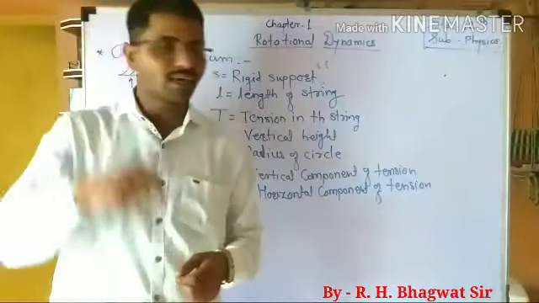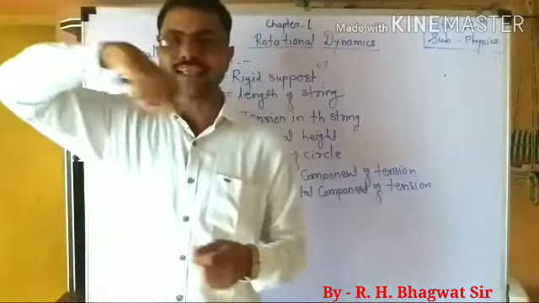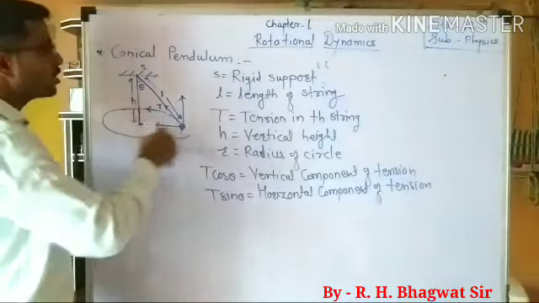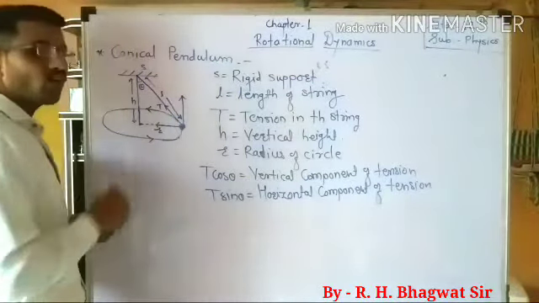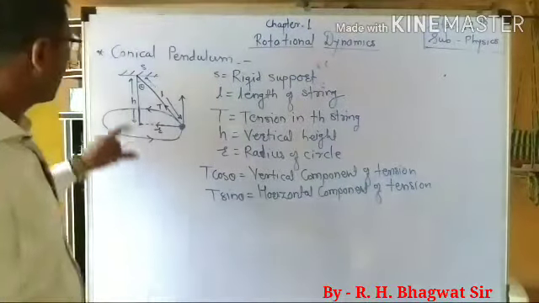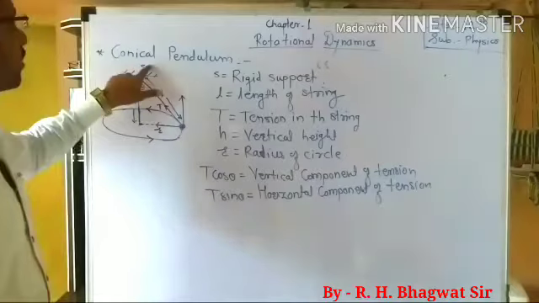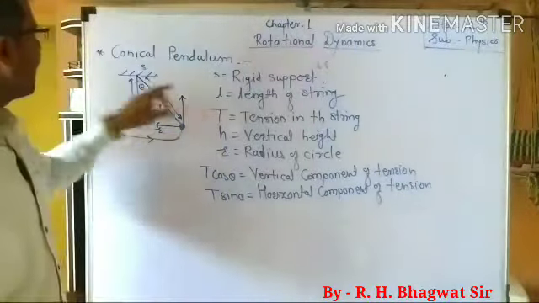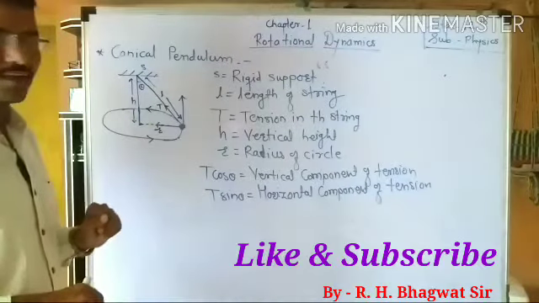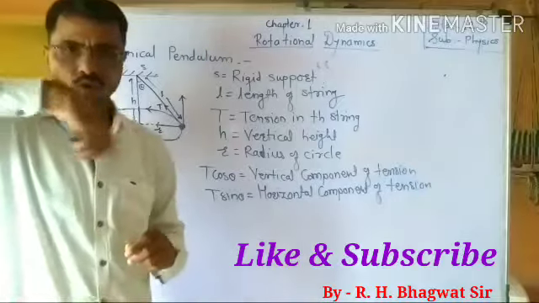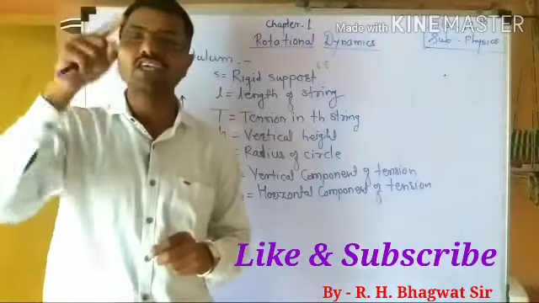Now when we consider a simple pendulum, if we rotate it like this, then the bob describes circular motion while the string of that simple pendulum describes a cone. Here S is a rigid support to which that conical pendulum is hung. Here l is the length of the string. T is the tension in the string. When we rotate it, it produces a tension in that string.